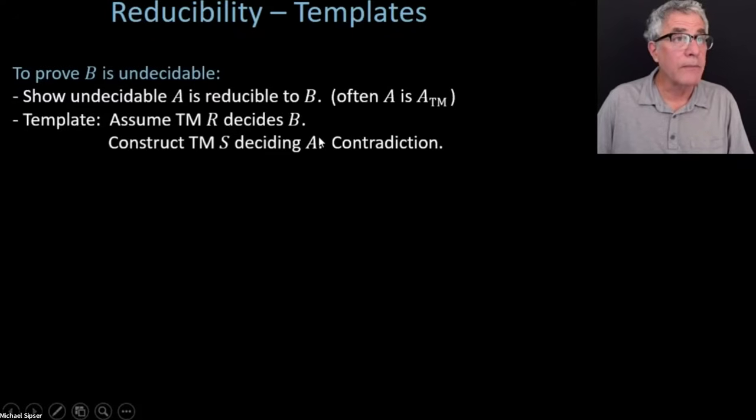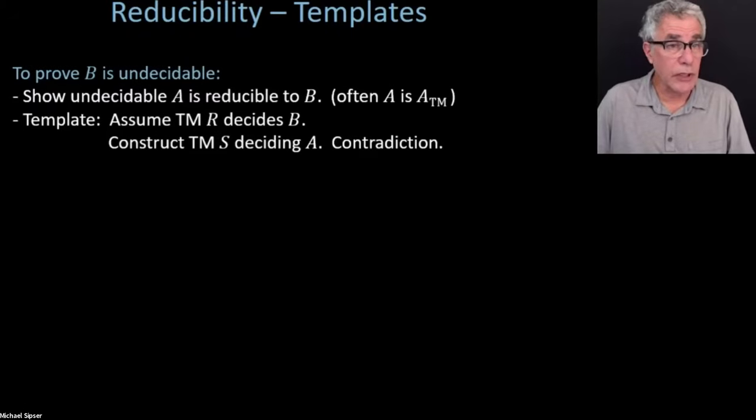To prove a language B is undecidable, show that an undecidable language A is reducible to B. Using just a general reduction is good enough. The template for that is: assume we have R deciding B, which you can then use as a subroutine when you make a Turing machine S deciding A. That's going to be your contradiction if A was originally known to be undecidable.